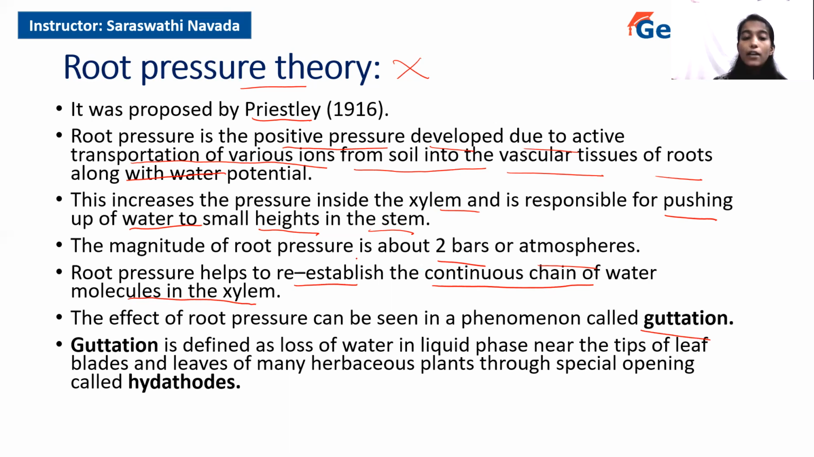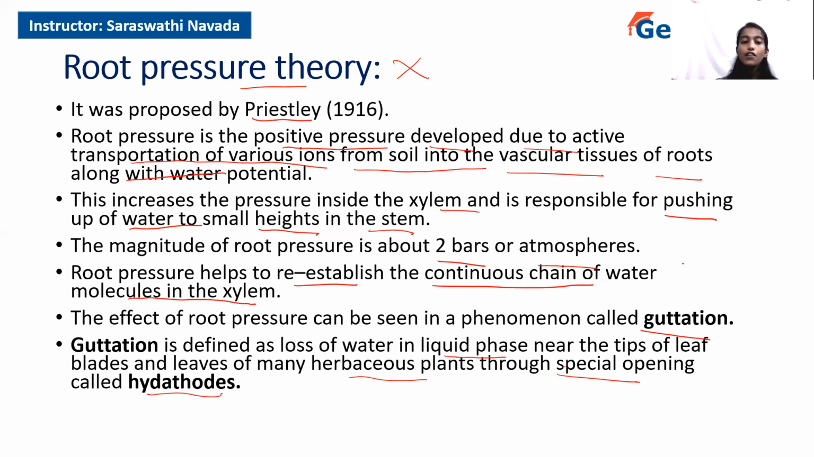And now coming to guttation. How can we define guttation? Guttation can be defined as loss of water in the liquid phase. That is, water will be lost in the form of liquid droplets near the tips of the leaf blades and leaves of many herbaceous plants through special openings called hydathodes.